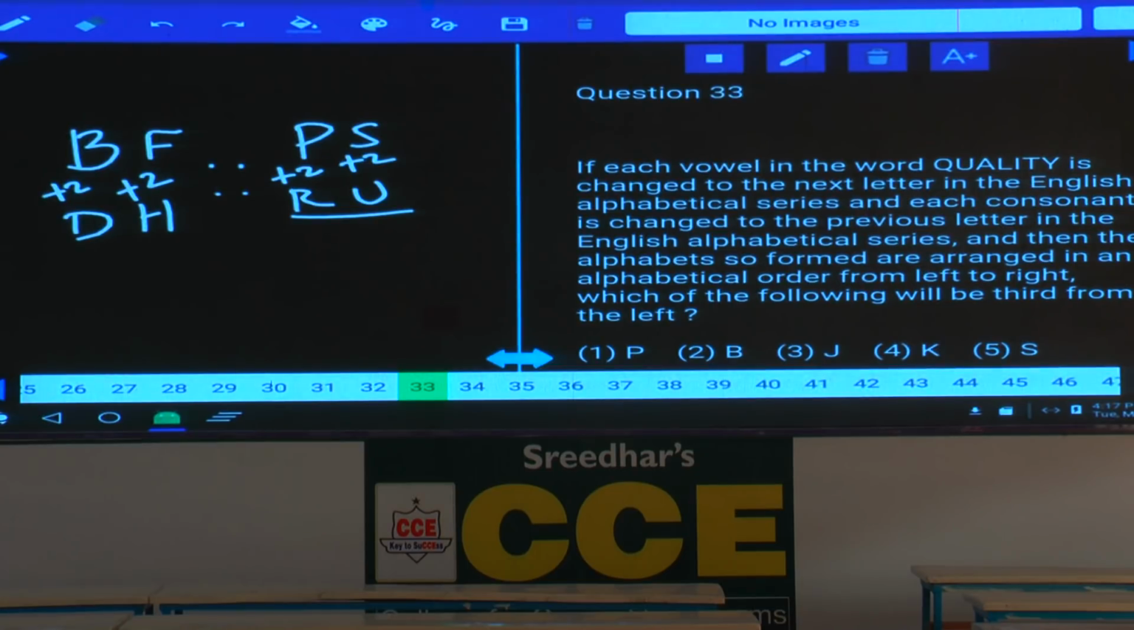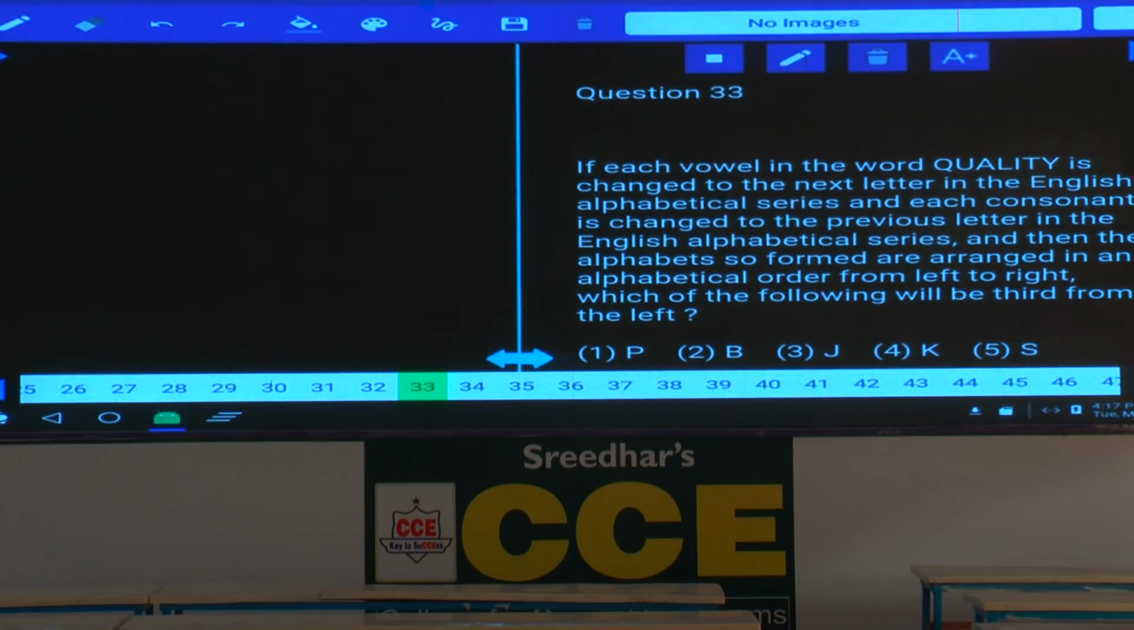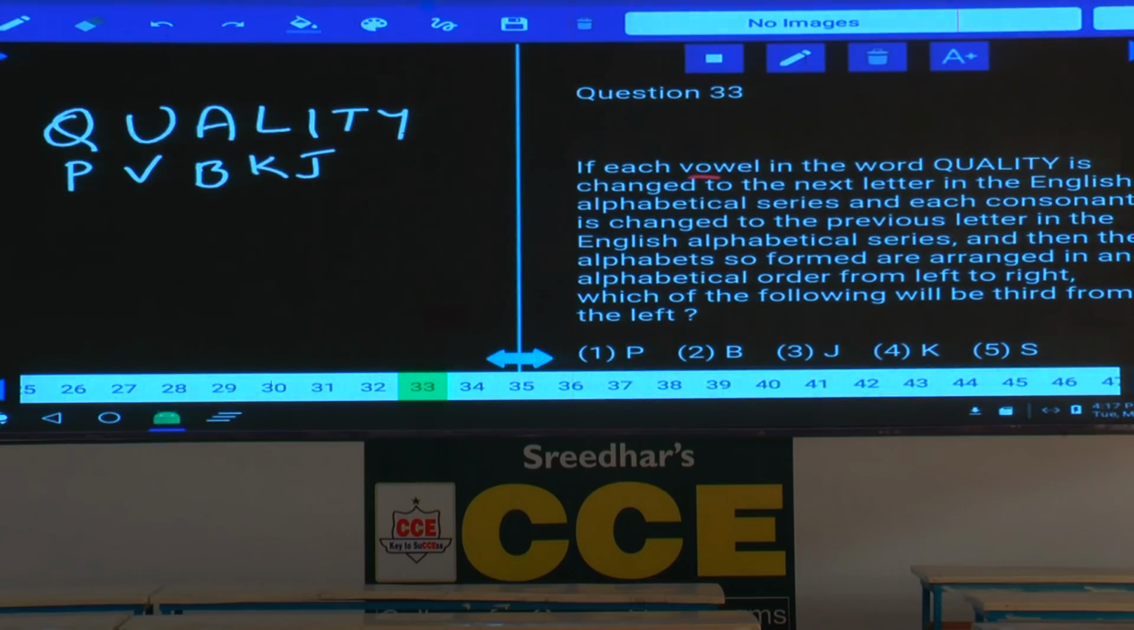Then coming to this question number 33, if each vowel in the word quality is changed to the next letter in the English alphabet, U, V, A has become B, I has become J, and each consonant is changed to the previous letter. Now this Q has changed to the previous letter, that means Q minus 1 is P, L minus 1 is K, T minus 1 is S, and Y minus 1 is X. Then the alphabet so formed are arranged in alphabetical order from left to right.